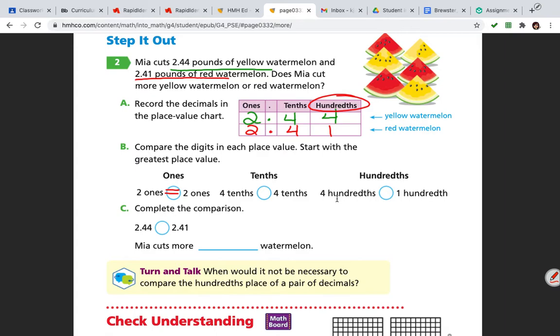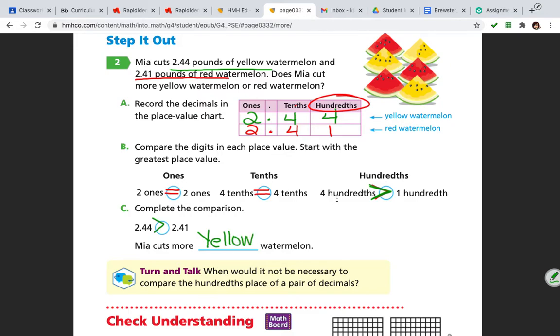In the tenths place, we have 2 fours, so those are equal, 4 tenths. And in the last one we have 4 hundredths and 1 hundredth. So we know that 4 hundredths is greater than 1 hundredth. So we know that 2.44, the yellow, has more. So complete the comparison: 2 and 44 hundredths is greater than 2 and 41 hundredths. So Mia cuts more yellow watermelon.